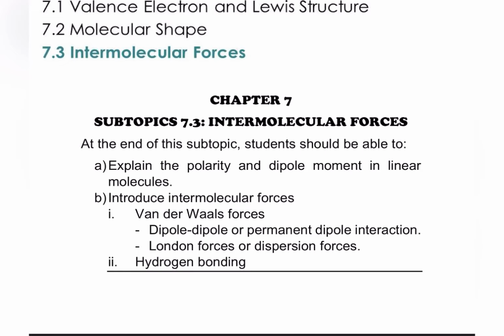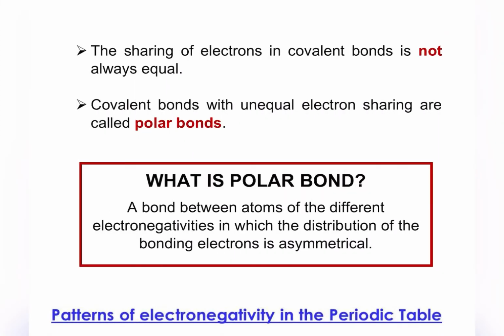So for this video, we are going to focus on bond polarity and dipole moment first. So let's get on with it. For your information, in covalent bonds, the sharing of electrons is not always equal. So that's why bila ada unequal electron sharing, that covalent bond is being classified as polar bonds.